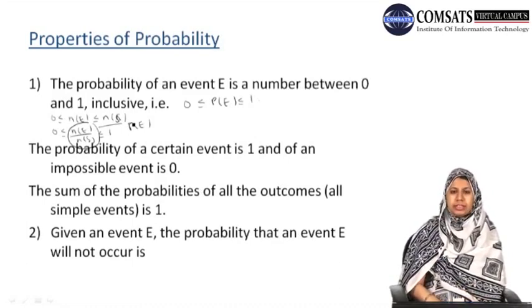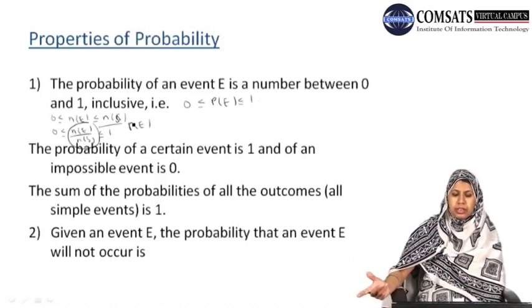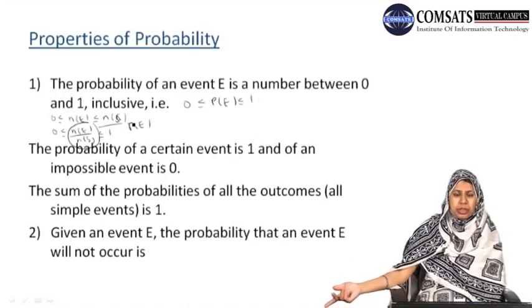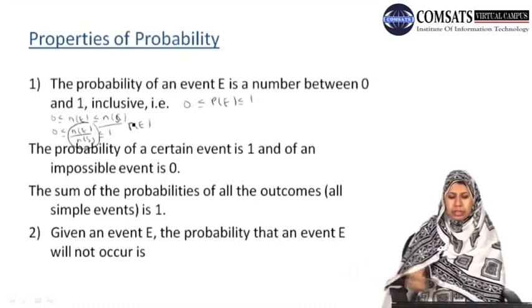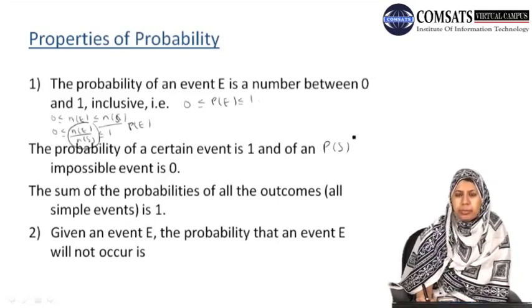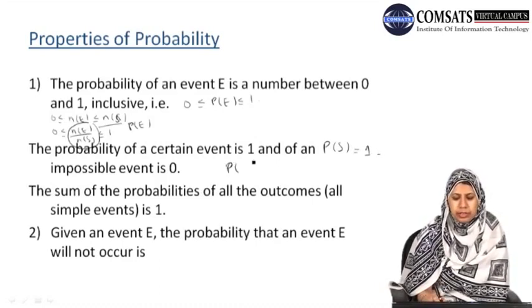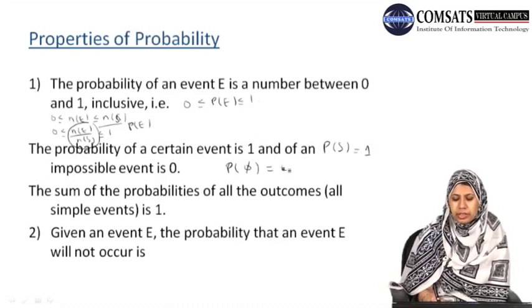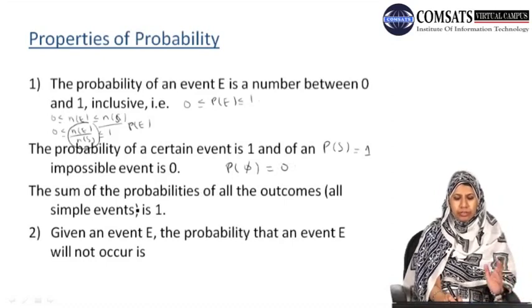For example, if we consider the case of a certain event in which the event is the whole sample space, then the probability of that event will be equal to 1. Or if we consider an impossible event, that is the event which is a null set, then the probability of that event is 0. So what we are saying is that in the case of a certain event, the probability of our sample space is 1. In the case of an impossible event, the probability of an empty set is 0. And the sum of probabilities of all the outcomes, that is of all the simple events, is always 1.